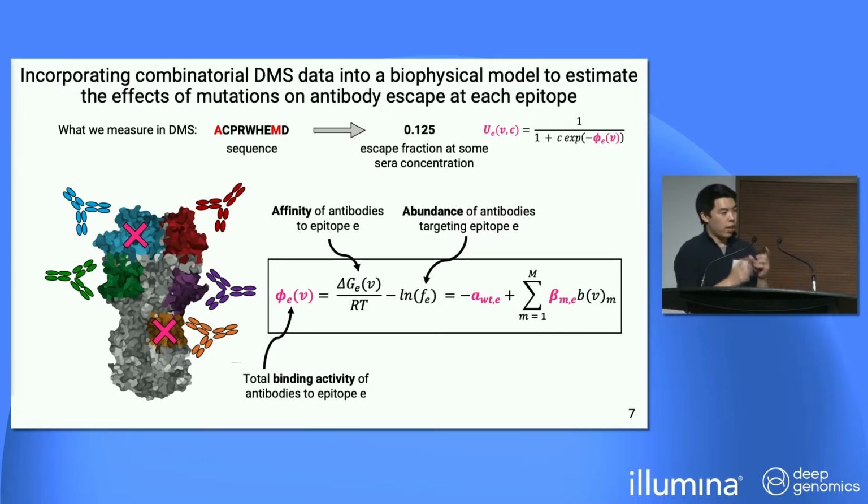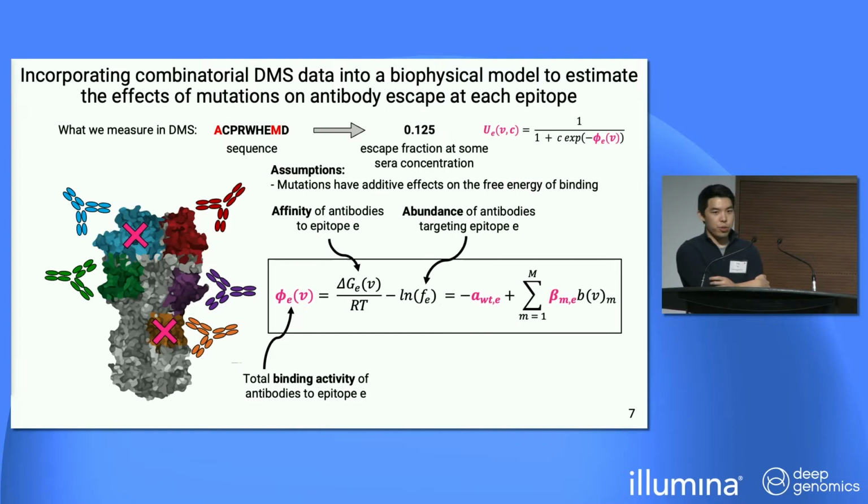You could either increase the affinity of antibodies to the epitope, so you make this delta G term more negative, or you can increase the abundance of antibodies to the epitope. So in that case, you just increase this F term right here. And so in practice, we're not going to be able to resolve these specific contributions of affinity and abundance, given that the phenotype we're measuring is neutralization.